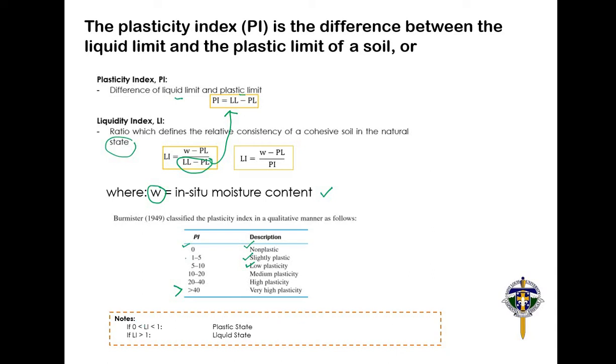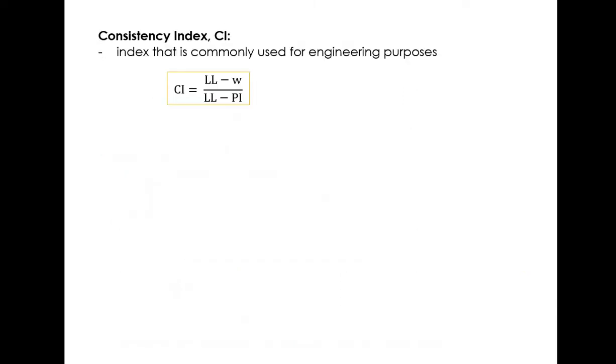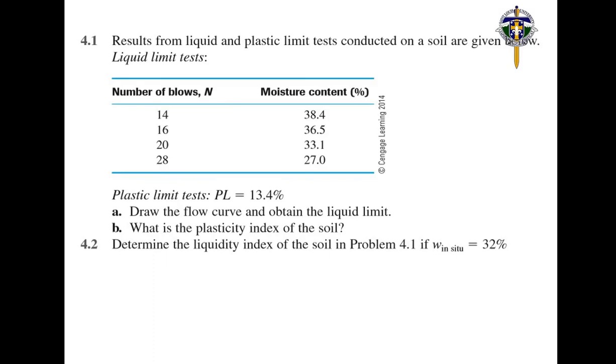Note that if the liquidity index is greater than 0 but less than 1, that is in plastic state. If the liquidity index is greater than 1, that is in liquid state. And then finally, you have your consistency index. This is commonly used for engineering purposes. The consistency index is the liquid limit minus the moisture content, divided by the liquid limit minus the plastic limit, or plasticity index. We go to examples.